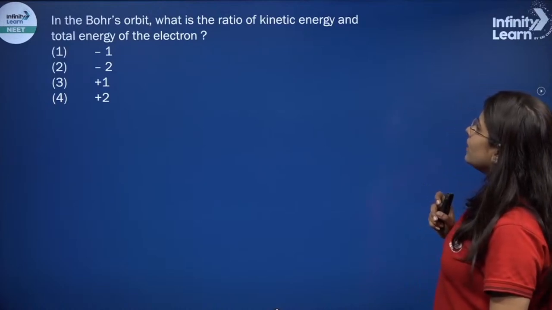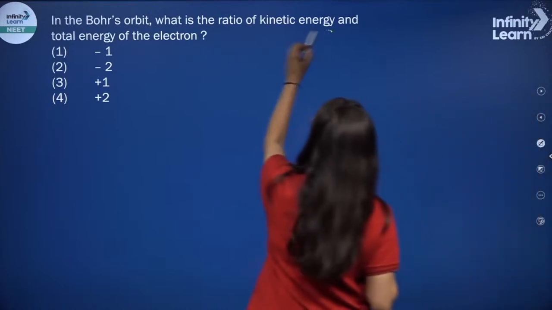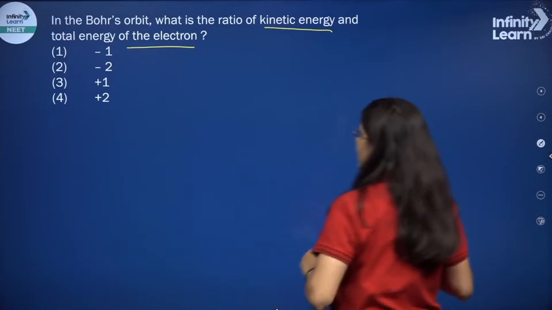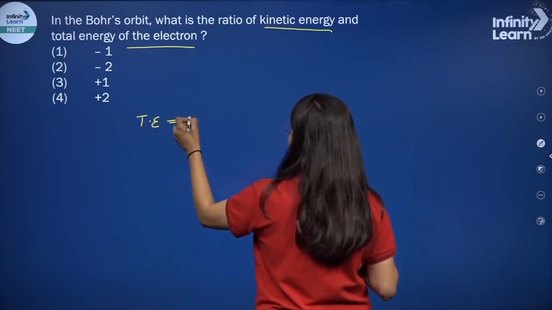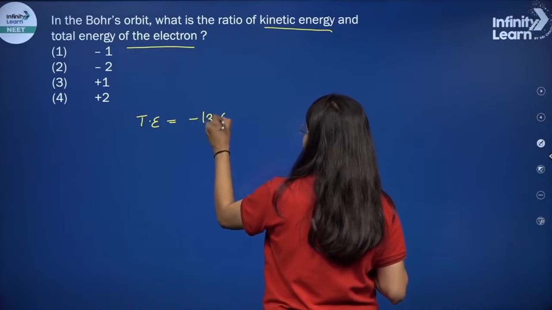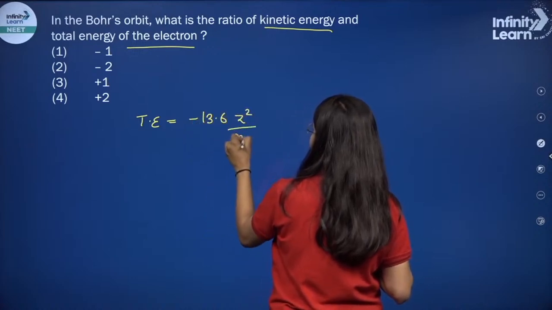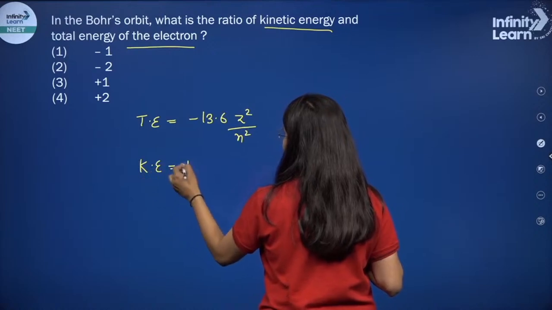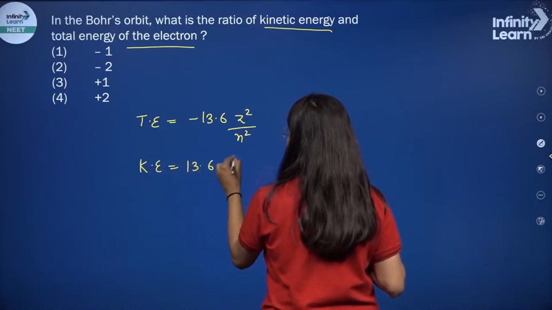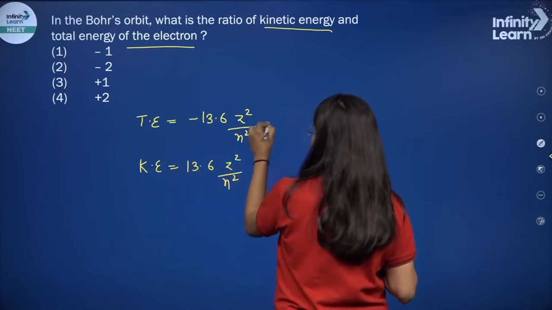In the Bohr's orbit, what is the ratio of kinetic energy and total energy of the electron? So, what is the value of total energy? Total energy is -13.6 Z square by N square. This is total energy and what is kinetic energy? Kinetic energy is 13.6 Z square by N square, this is in eV.